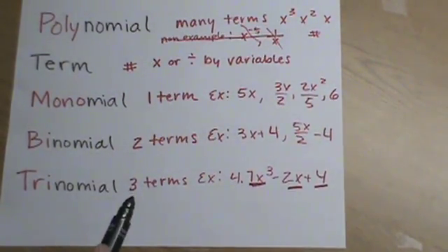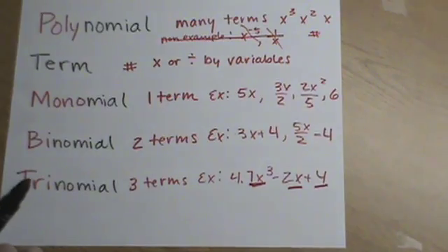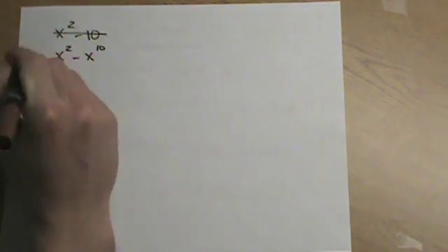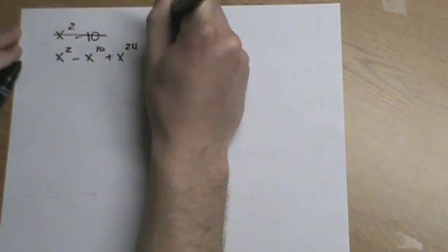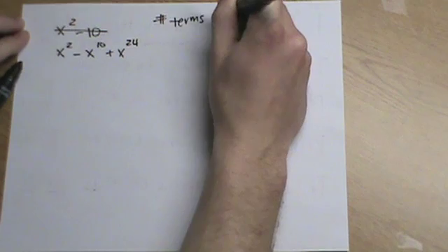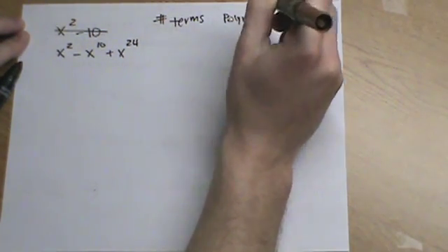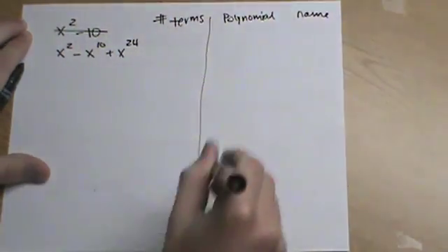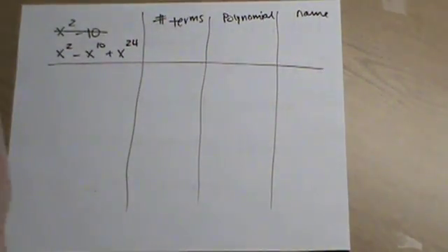Alright, so here you have all your polynomials and your specific types. Now let's look at a few examples and identify how many terms each has, and let's see if it has a special name. Also, let's say if it is a polynomial or not, or if it has one of those negatives. That way we can say it's not a polynomial. So let's begin with a few examples, such as x squared minus x to the 10th plus x to the 24. So let's set up a little table here. Number of terms. Is it a polynomial? And name if it has one.